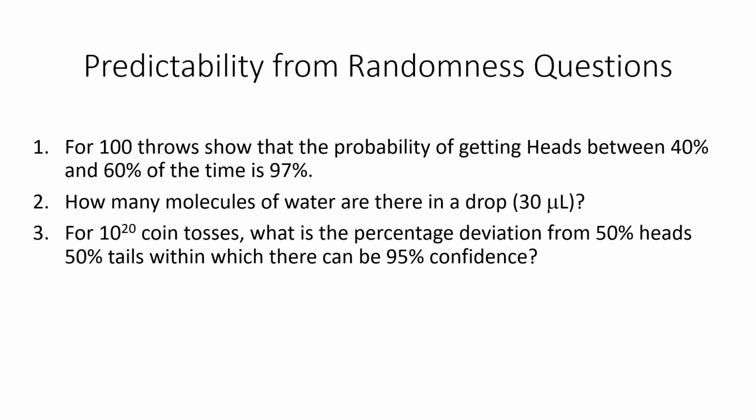So just to finish off, a few questions here to do with predictability from randomness. You can perhaps just work out one of the results you were given here to do with 100 throws. Then there's a fairly simple one about molecules of water in a drop. And then finally, thinking about 10 to the power 20 coin tosses, based on what we were just talking about from generalizing that table. So a few things for you to think about there.